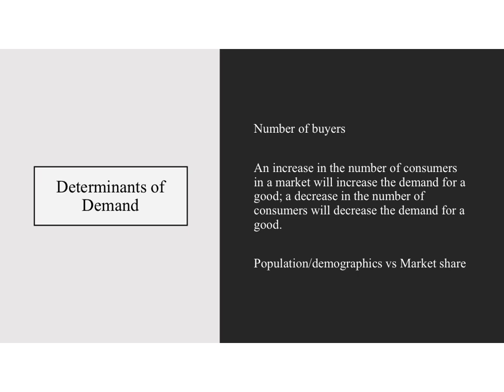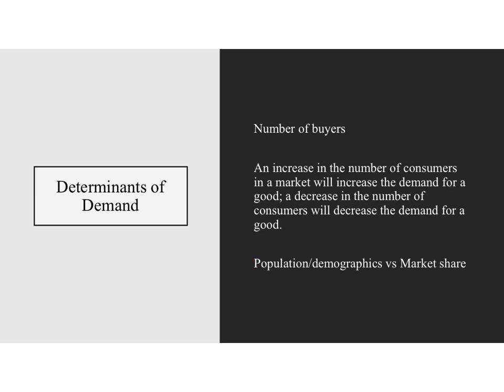One of the very important determinants of demand would be the number of buyers. Typically, an increase in the number of buyers, the number of consumers in a market, will cause an increase in the demand for a good. Conversely, a decrease in the number of consumers will decrease the demand for goods. This can take place through two mechanisms. One is what I call the population or demographic effect.